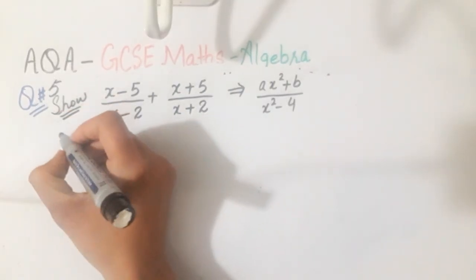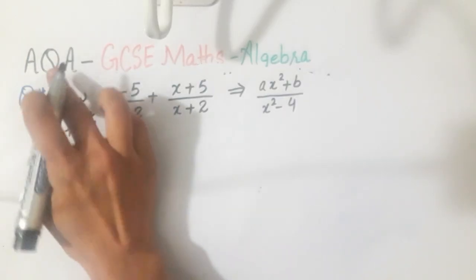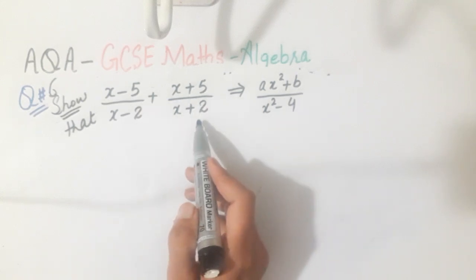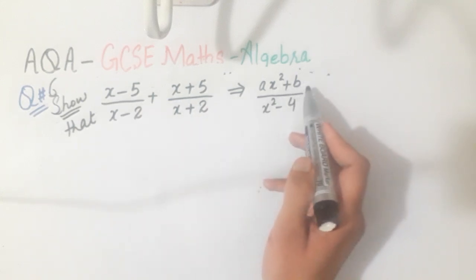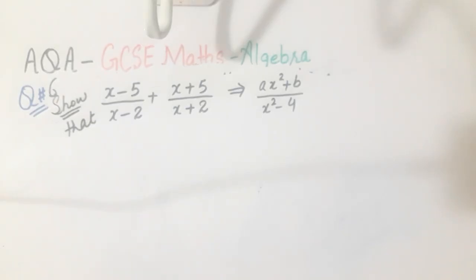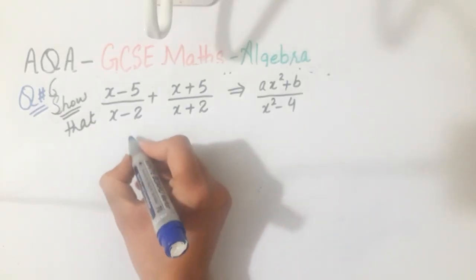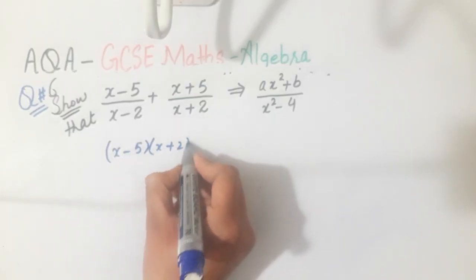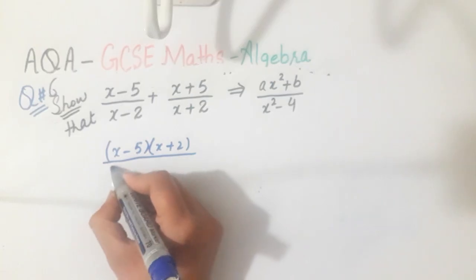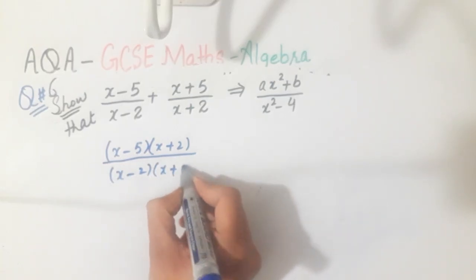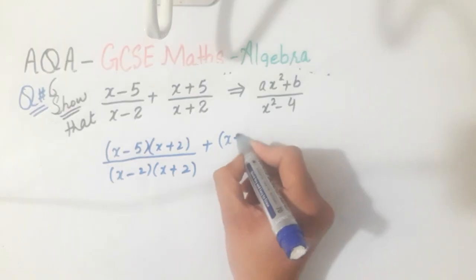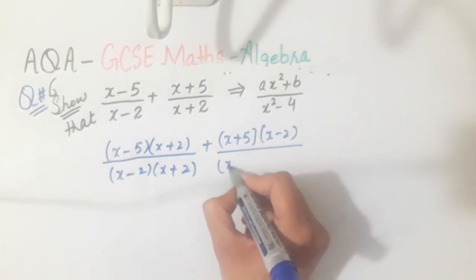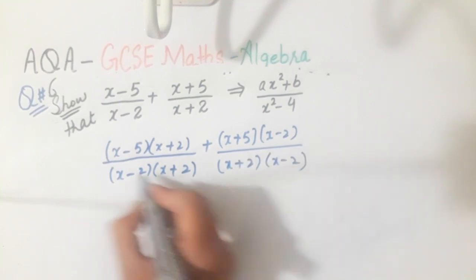Now question number 6 is, show that (x minus 5) by (x minus 2) plus (x plus 5) divided by (x plus 2) will convert into (ax square plus b) divided by (x square minus 4). So we will take the denominator the same. It means x minus 5 is multiplied by x plus 2, and x minus 2 is multiplied by x plus 2. And from this we will get x plus 5 is multiplied by x minus 2, and x plus 2 is multiplied by x minus 2.